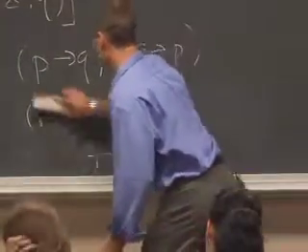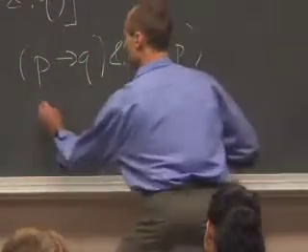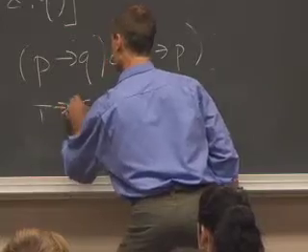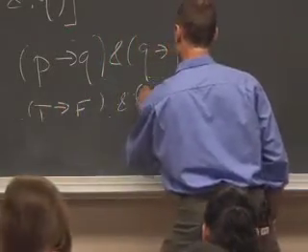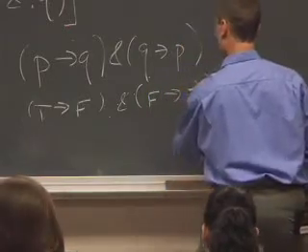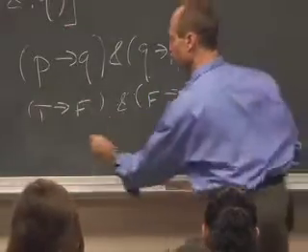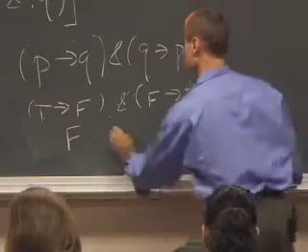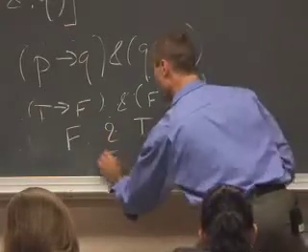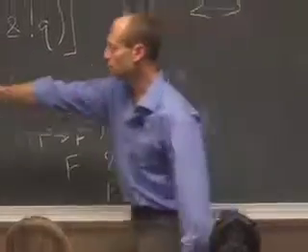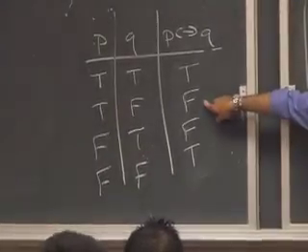What happens if P is true and Q is false? Then we have true implies false, and false implies true. True implies false is false. False implies true is true. False and true is false. So we get back this.